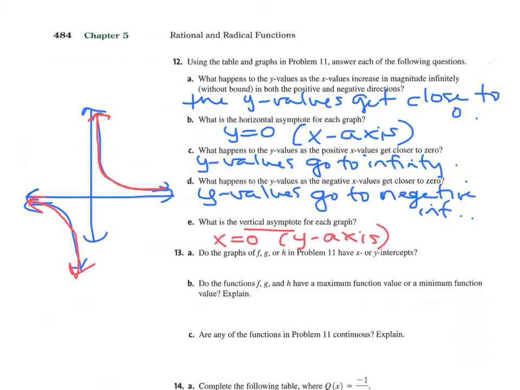So do any of the graphs F, G, and H have intercepts? None of them do. They approach both axes, but they don't actually touch them. Do they have a maximum or minimum? No, because they shoot off to infinity in both directions.